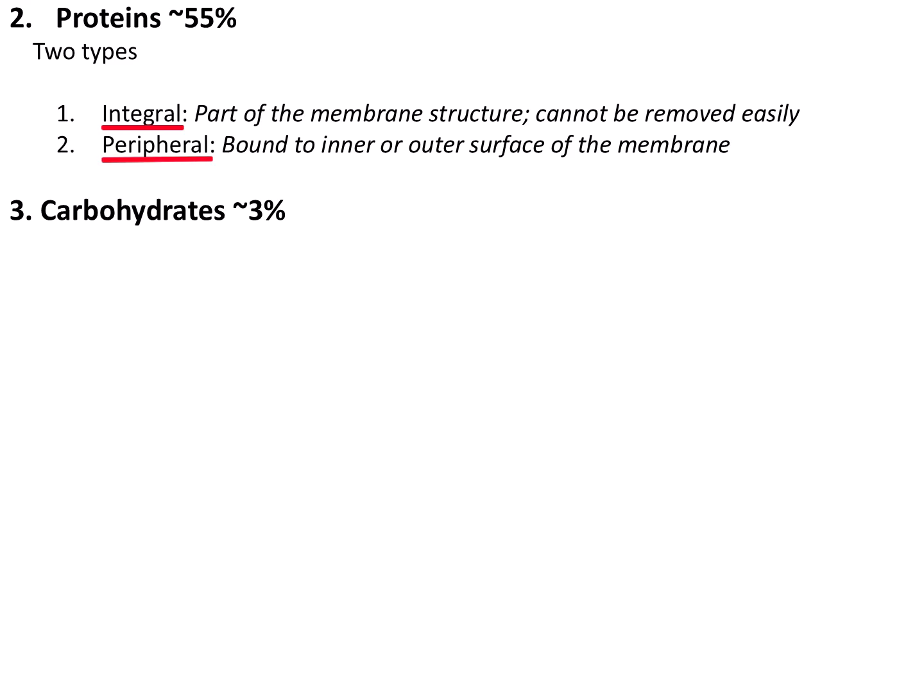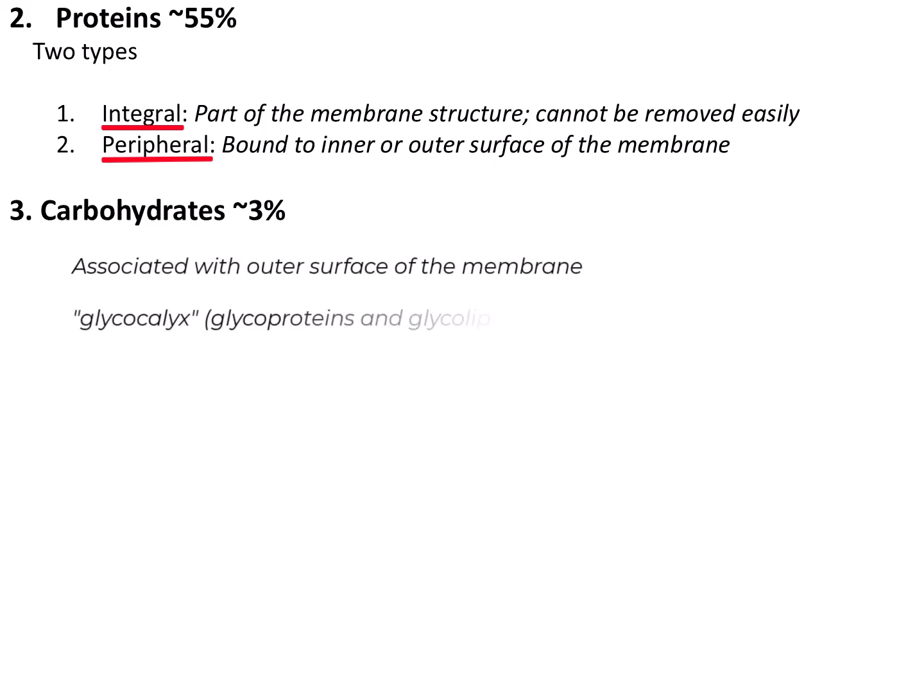The last part of the plasma membrane are carbohydrates, which make up about 3% of the membrane. These are associated with the outer surfaces of the membrane only and consist of glycolipids and glycoproteins. These carbohydrates form the glycocalyx.